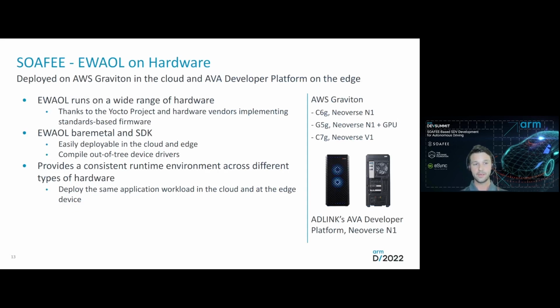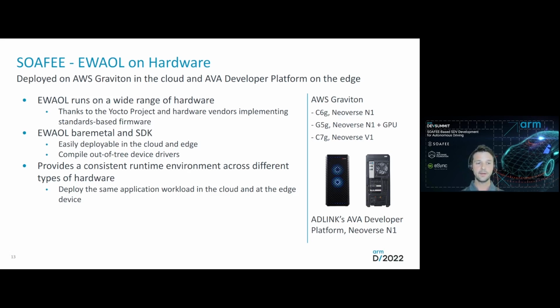In this project, we deployed eWall in the cloud on an AWS Graviton instance and at the edge on an Ava developer platform. This gives us runtime parity in the cloud and at the edge. This is thanks to the Yocto project and that hardware vendors agree on and implement standards-based firmware. We use the bare metal and SDK version of eWall, making it easy to deploy in the cloud and at the edge. And the SDK gives us tooling, allowing us to compile out-of-tree device drivers as needed. With this, we have a consistent runtime environment, enabling us to run the same container without any recompilation necessary in the cloud and at the edge.